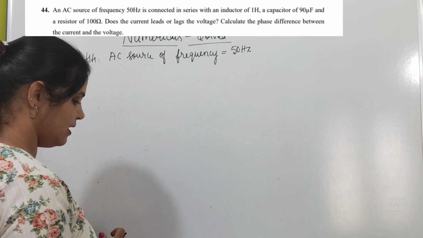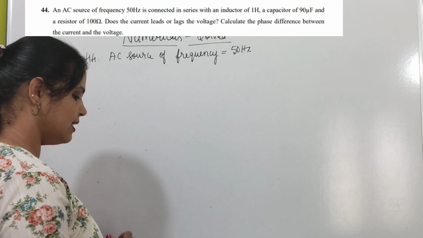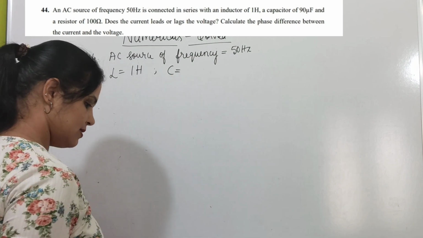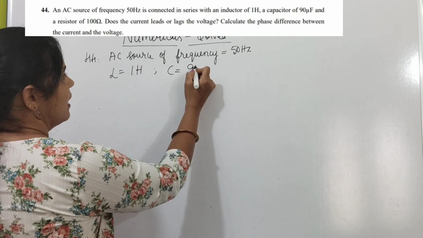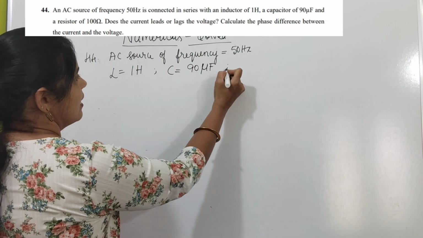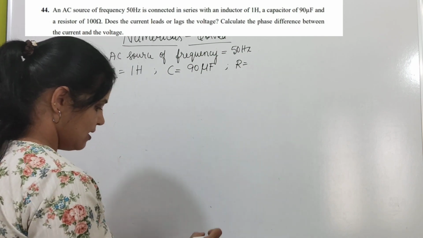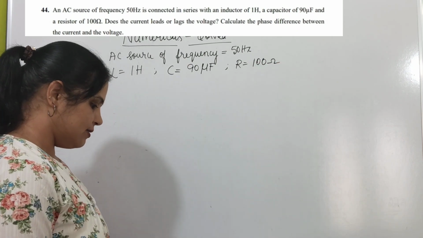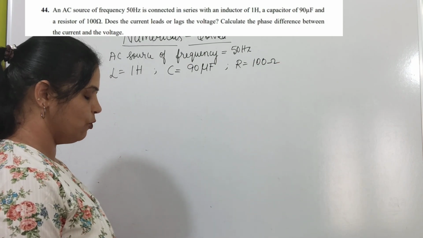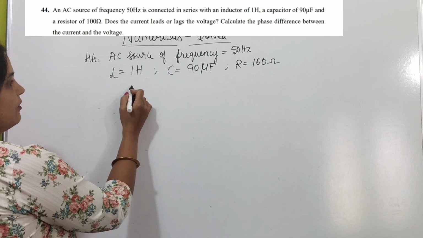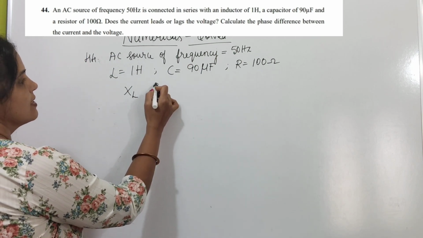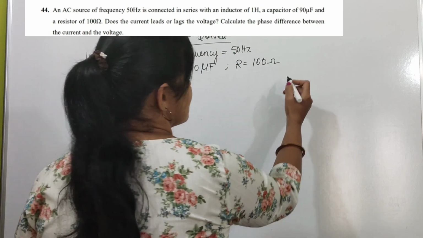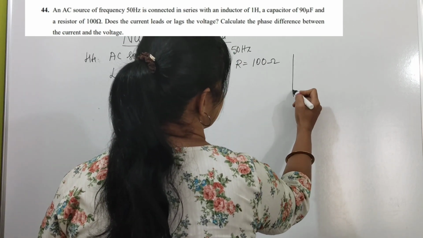AC source of frequency 50 Hz is connected in series with inductor 1 Henry, capacitance of capacitor 90 microfarad and resistance of the resistor is 100 ohm. So, to find whether the current leads or lags the voltage, it is enough if you calculate XL and XC. See, let us consider the phasor diagram first.